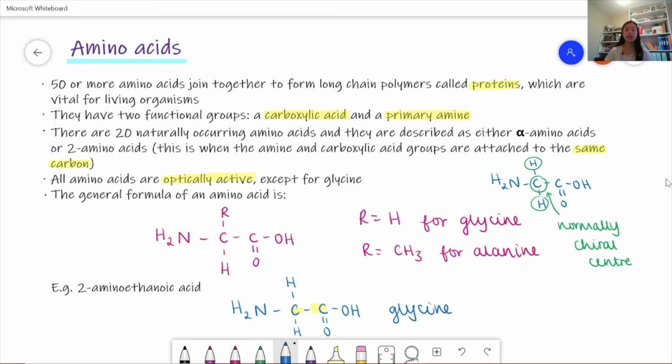One thing you'll notice is that the carboxylic acid takes priority, so it becomes the root of the name. And that also means that the carbon which is attached to the double bond O and OH is labeled number 1, and so this is 2. And so this is how we get 2-aminoethanoic acid. So we're treating this amine group here as the substituent.